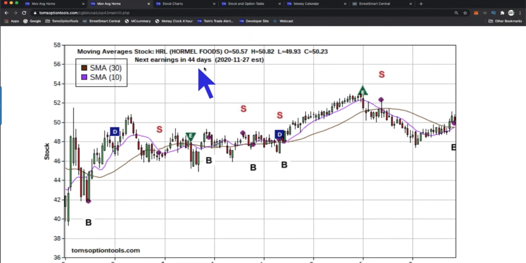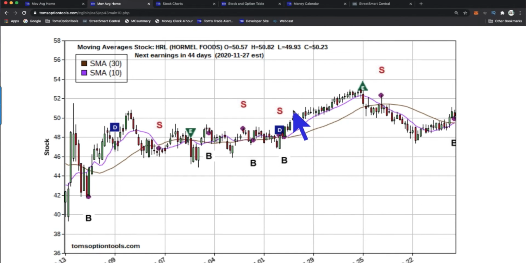Earnings are in 44 days. That's good too, because we could look at the options that expire on November 20th, and we're out before the earnings. That means we will be out before the high volatility. And so that's why these options this month and next month, for most of the next month, look cheap. Right? So what could these look like?